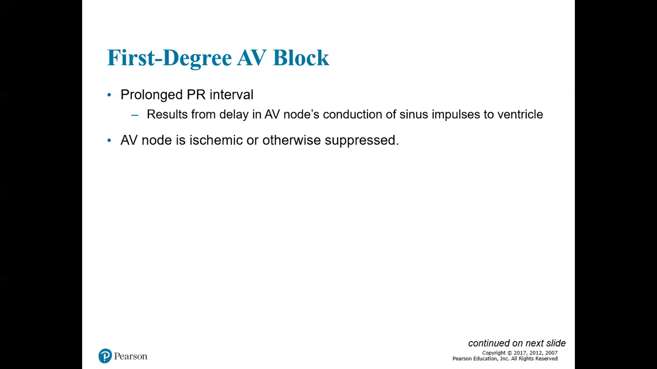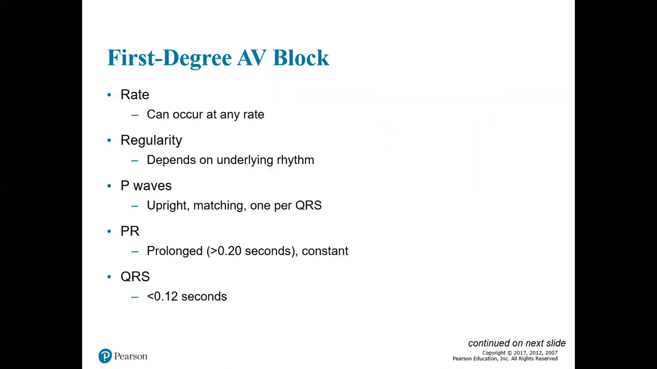So again, we said our first degree, we had prolonged PR interval. And usually this is the result of some type of ischemic episode, okay? Where they have some type of blockage. They're not getting enough oxygen. Continue with the first degree. The heart rate, first degree can occur at any rate. The regularity depends on the underlying rhythm, and your P waves will be upright and matching. You'll have a QRS for each P wave.